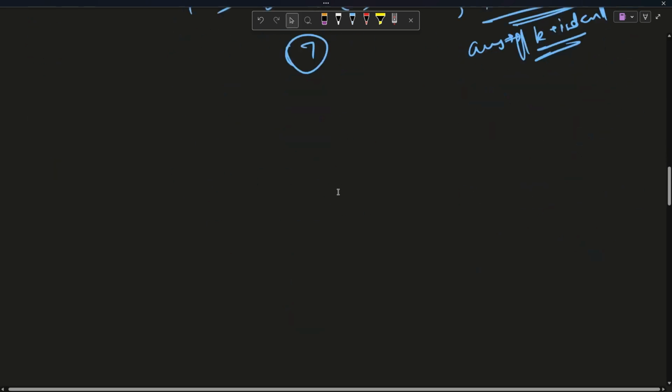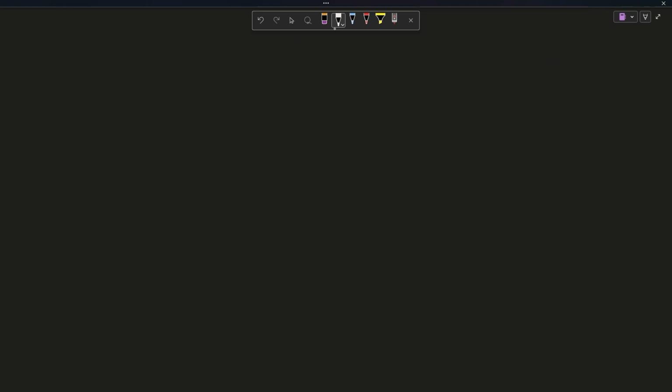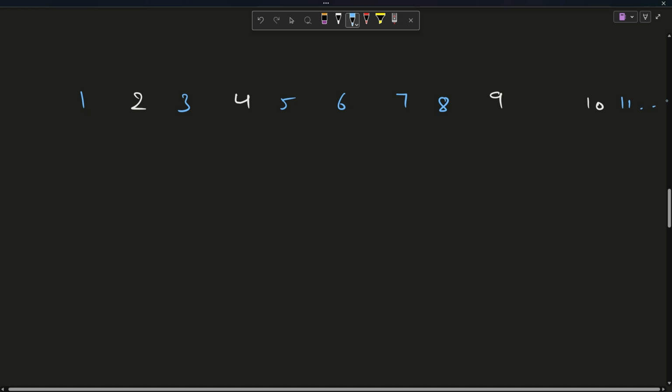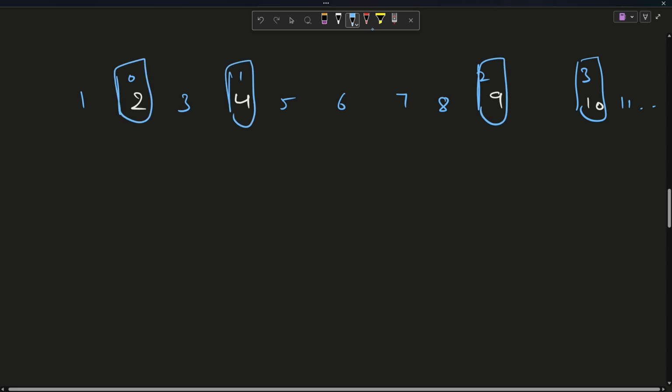So I will have to write something here. My array given to me is 2, 4, 9, 10. Let me create some space. These are the numbers given to me. In the white line, 1, 2, 3, 4, 5, 6, 7, 8 are the numbers not given to me, then 11, 12 and beyond. Now, indexes are 0, 1, 2, 3. Please be very clear. This is the only concept you need to understand.